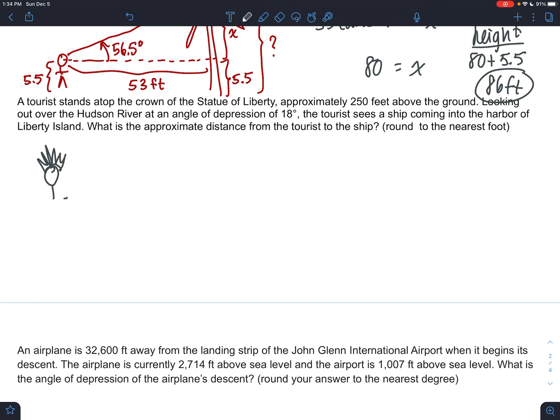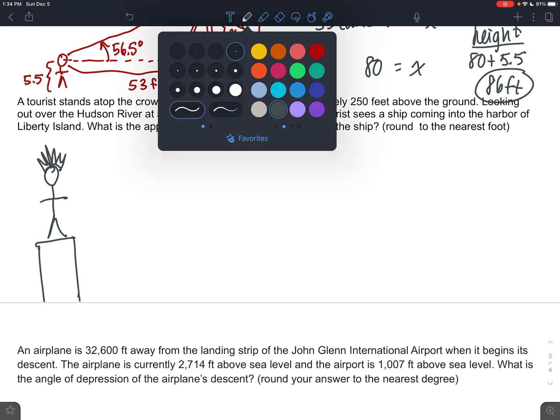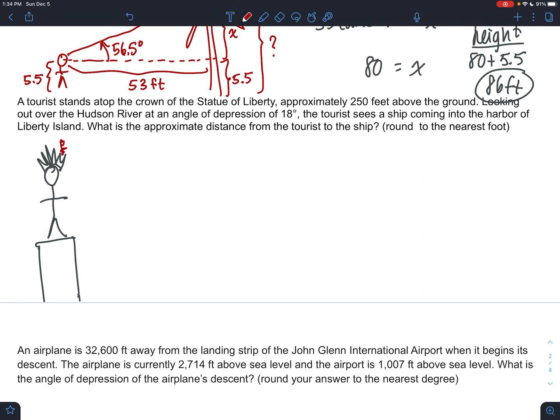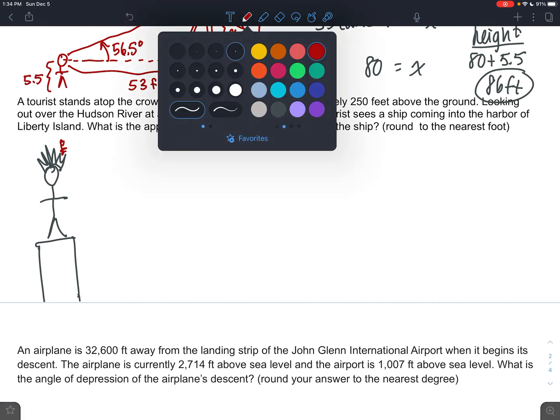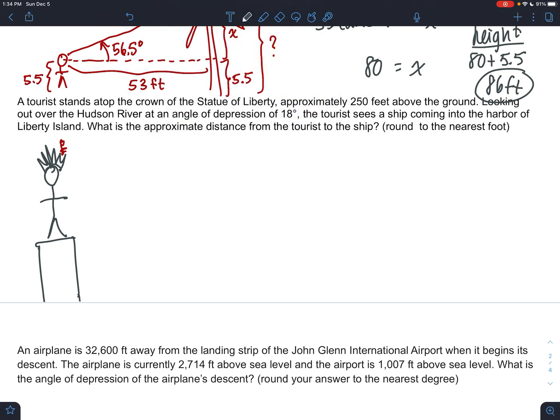All right, so now we have the Statue of Liberty, which has this little crown, and I'm just going to draw a stick figure for the whole body. And then it says that we are at the top of the Statue of Liberty. And it tells us that that is 250 feet above the ground. Okay. So looking out over the Hudson River, which must be a river in here.